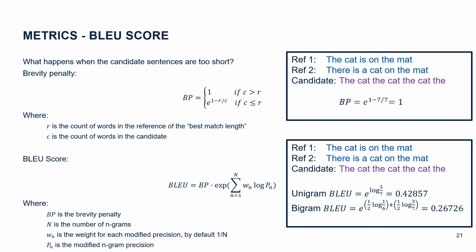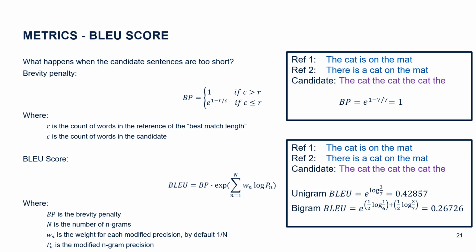When candidate sentences are too short, they can score artificially high. So we want to add a brevity penalty to any candidate sentence that has fewer words than its best match length. Since our candidate sentence is not shorter than the closest matching length reference sentence, there is no brevity penalty.